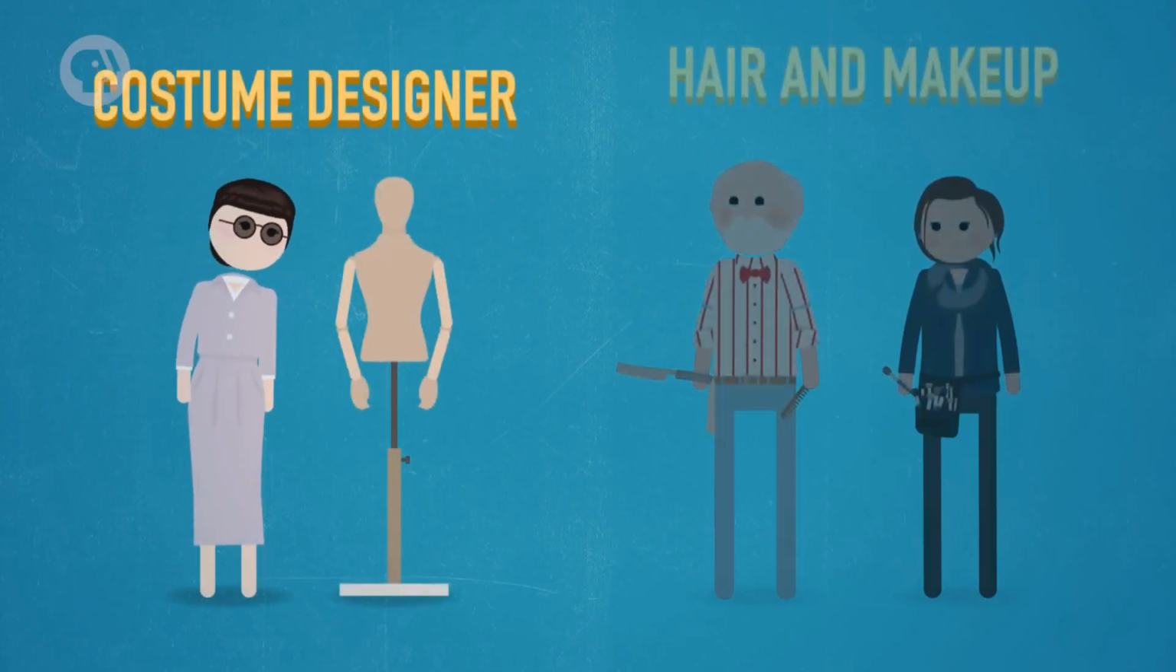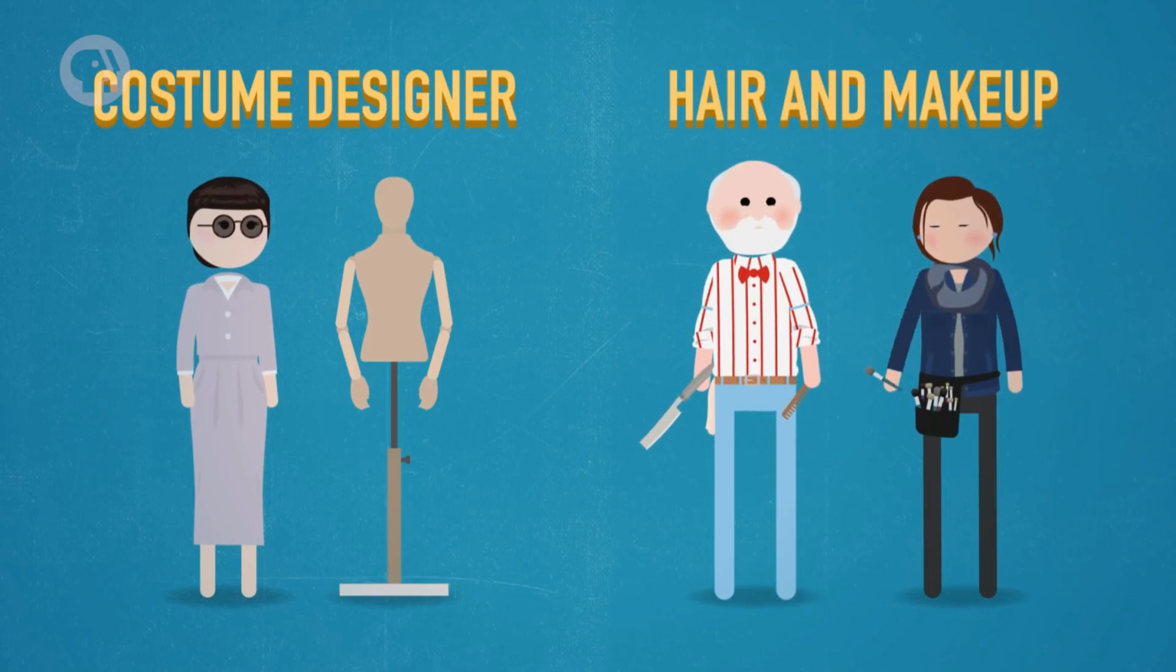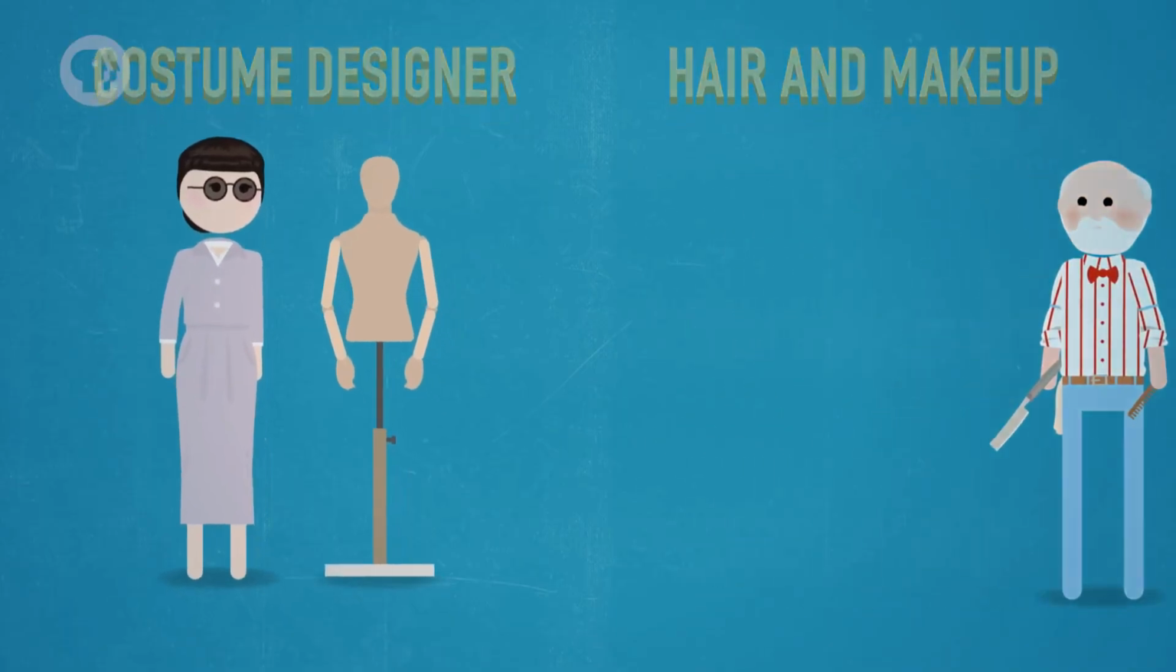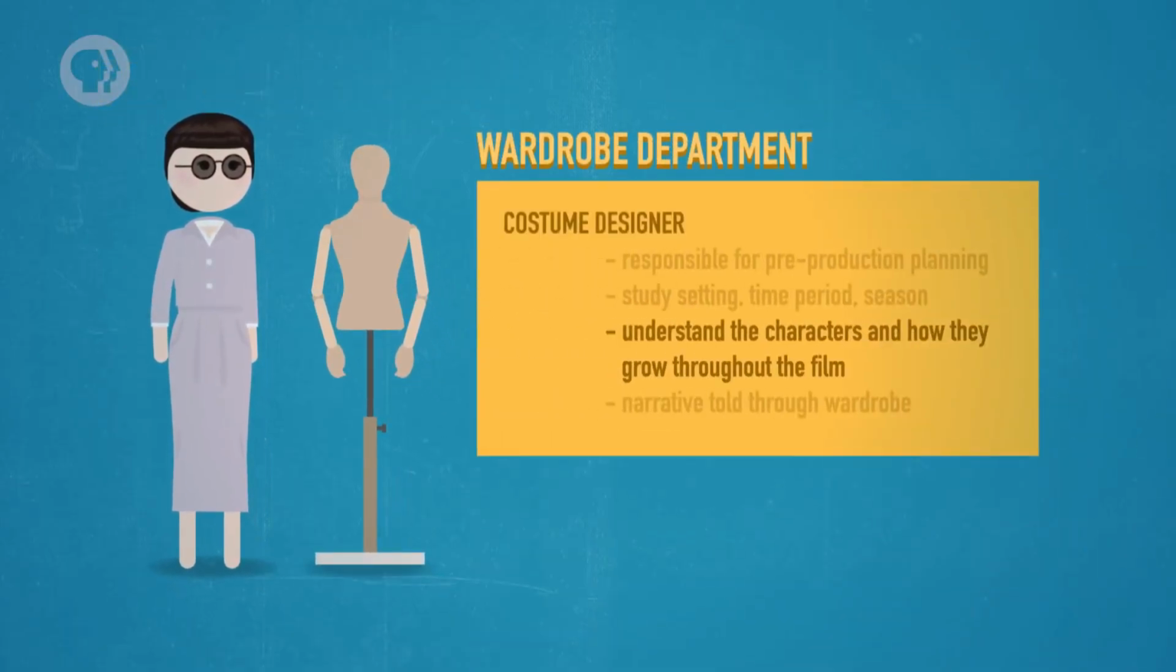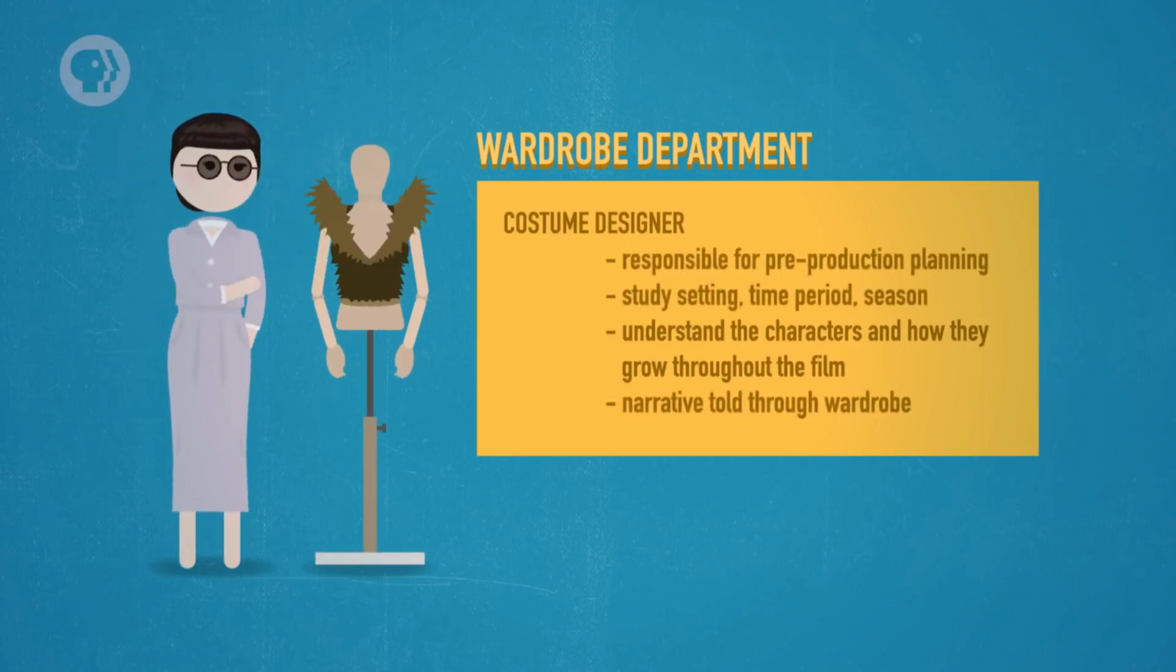The art department masterminds what the physical world of the story looks like, but if the characters don't look and feel like they belong in that world, then it's all for nothing. The costume designer and the wardrobe department, along with the hair and makeup departments, also play pivotal roles in creating the mise-en-scène. And the work of any designer starts, again, with research. The costume designer uses pre-production to study the setting and time period, including the season when the film takes place. The costume designer's most important job, though, is to understand the characters and how they grow throughout the film. By developing a signature look for a character, the designer can help convey the story's plots and themes.